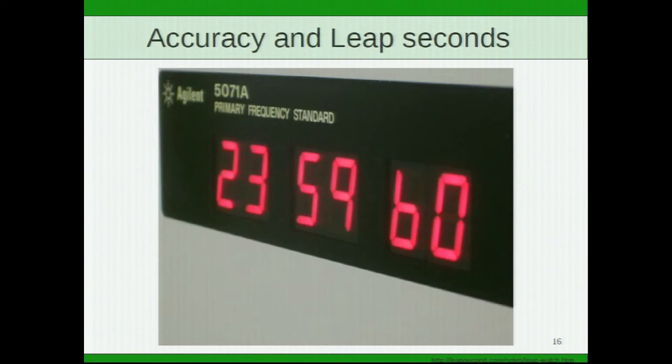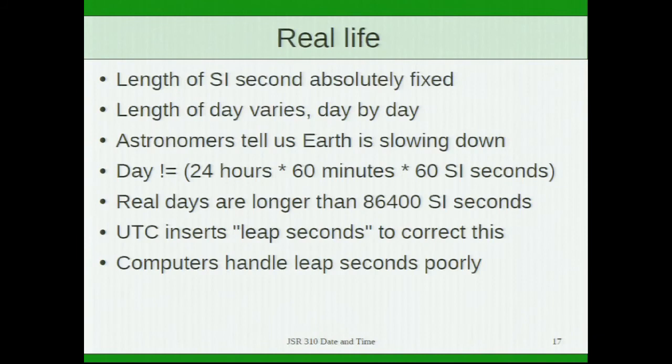But we have weird things in dates and times. There is such a time as 23:59:60. In real life, the length of the SI second, SI being Système International, I think, the scientific definition of a second. That cesium clock we saw a picture of earlier defines the length of a second in terms of an atom-based system. That's absolutely fixed, it doesn't change. But the length of the day does vary. Astronomers look up at the sky and tell us how long a day is, and the Earth is slowing down. That's what they tell us. So since the length of the day changes, but the length of a second doesn't change, we have a bit of a problem.